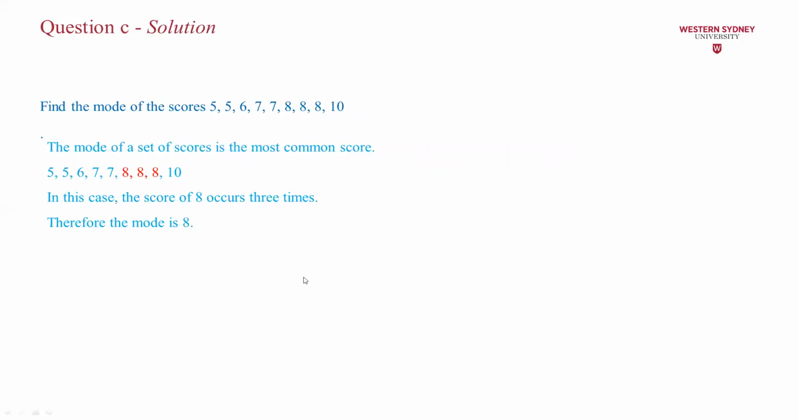Question C solution. Find the mode of these scores. Again, the scores are written in order, which makes it easier for us. So the mode is the most common score. Looking through, there are 3 8s, 2 7s, 2 5s, 1 6 and 1 10. Because 8 occurs 3 times, it is the mode.